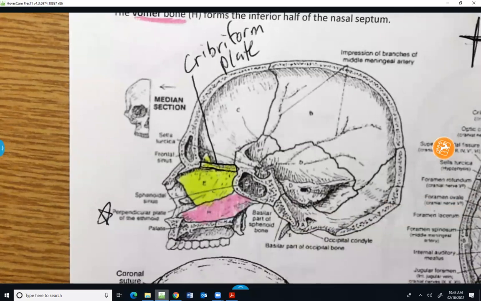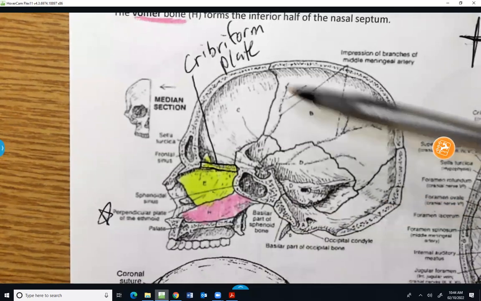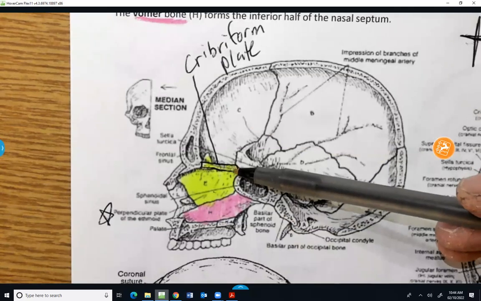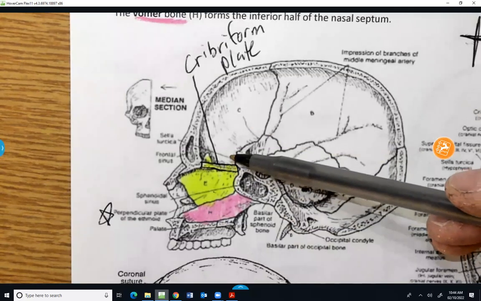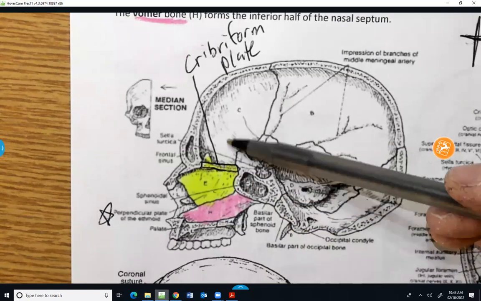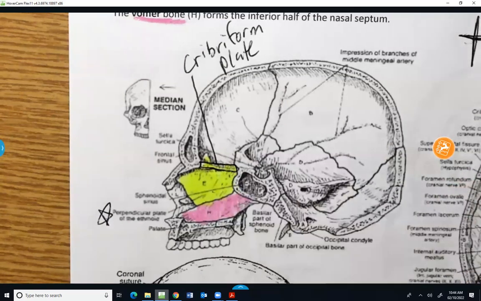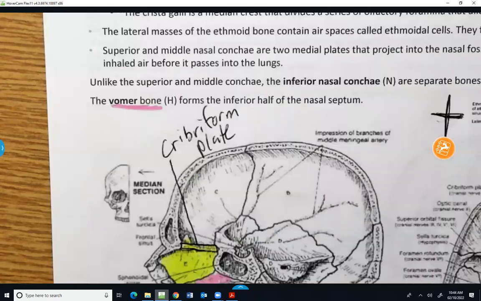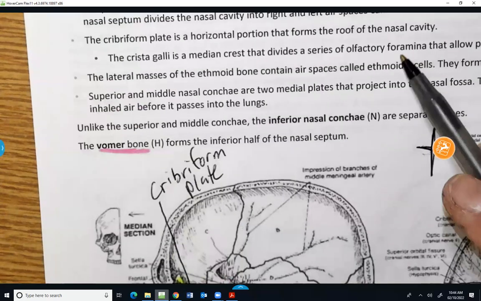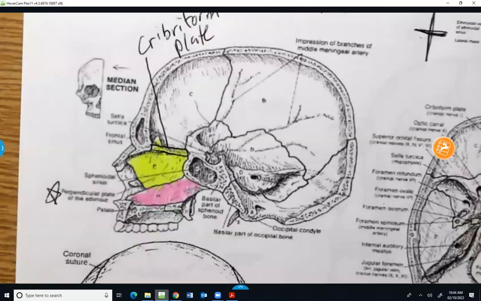Now, we all know our nose is used for the sense of smell, right? Well, the cribriform plate actually has tiny little holes in it that enable neurons to come down from the brain and into the nose so that we can transmit the sense of smell up into the brain, okay? Those are called olfactory foramina. I mentioned them up here. I'm not going to worry about talking about them too much quite yet, okay?